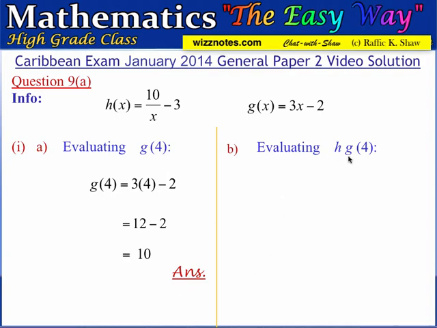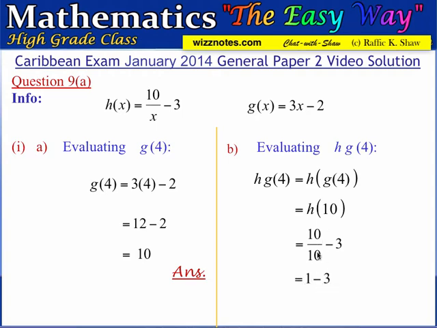Part b now wants us to find h of g of 4, but we have already calculated g of 4 to be equal to 10. So h of g of 4 is simply equal to h of 10, because we already know that g of 4 is 10. Now h of 10 is obtained by substituting 10 for x in the function h, and the result is 10 divided by 10 minus 3. We obtain this by replacing x in the h function with 10. When we do this calculation, we get 1 minus 3, because 10 divided by 10 is 1, and we are subtracting 3. 1 minus 3 is equal to negative 2, and therefore h of g of 4 is equal to negative 2. And that's the answer for part 1.